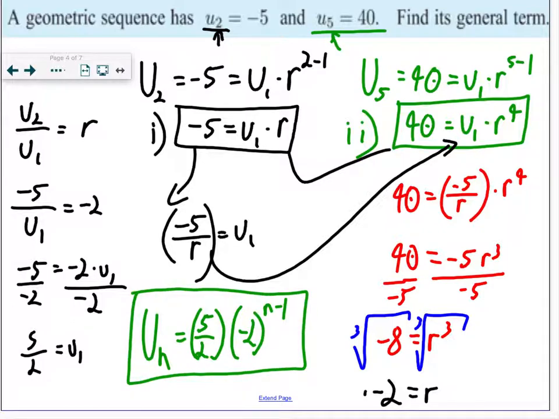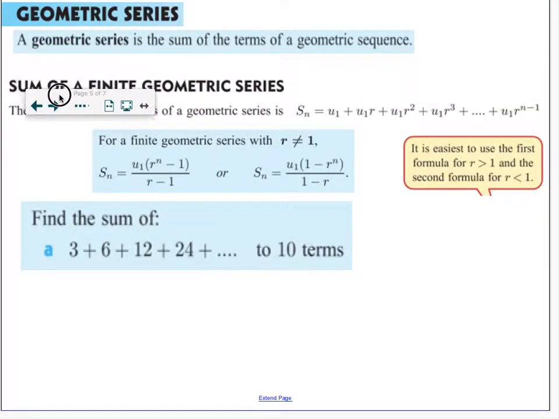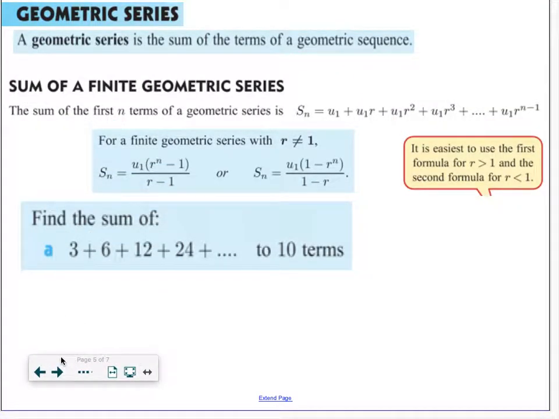All right, next we are going to talk about our geometric series. A geometric series is a sum of terms of a geometric sequence. So instead of just having terms with commas, a series is saying we're going to add these terms together now. We're given a formula. Make sure you have this down in your notes because you'll be using it for problem sets.